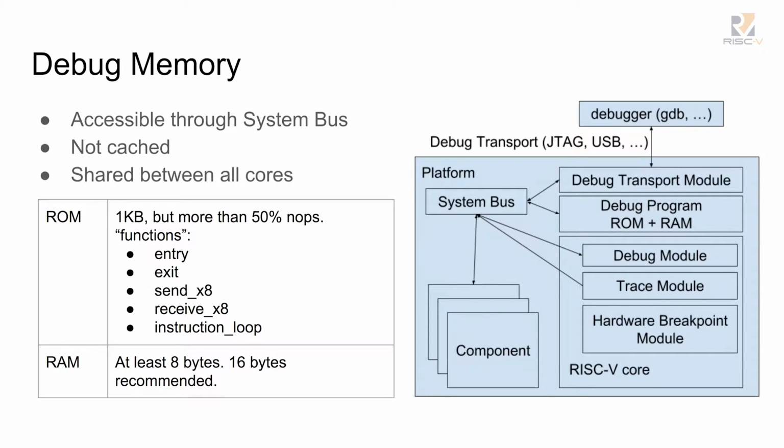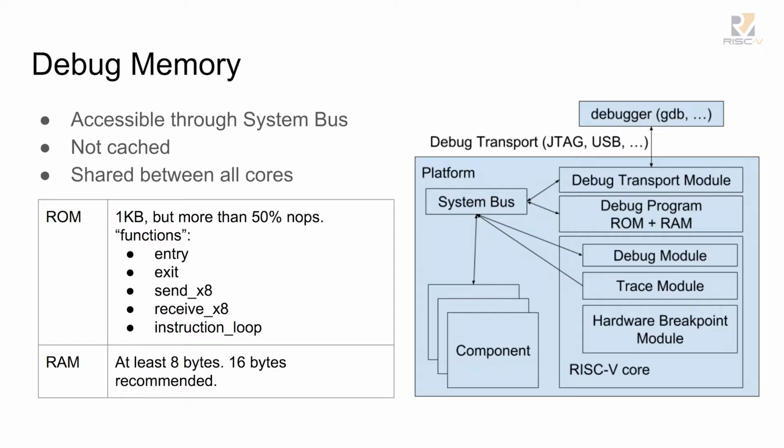Then there's a debug memory. There's one of these on the system. You don't need one per core. It's accessible through the system bus, and isn't cached, certainly not in debug mode. Basically, it consists of 1 kilobyte of ROM, although most of that is going to be no ops.